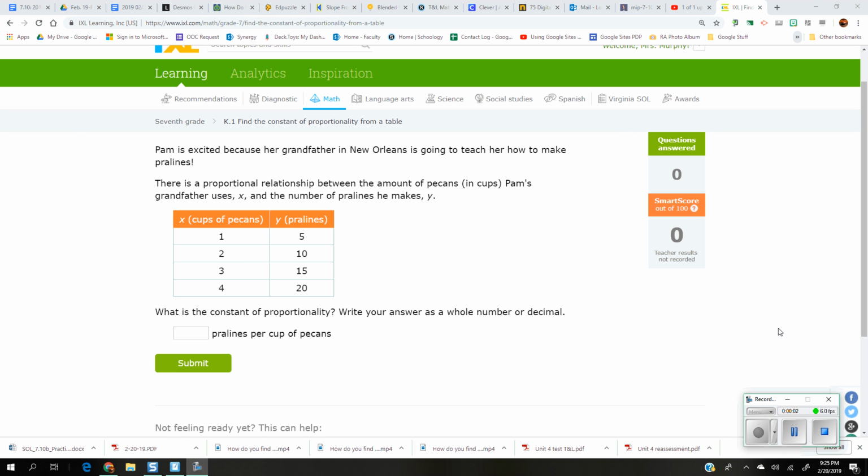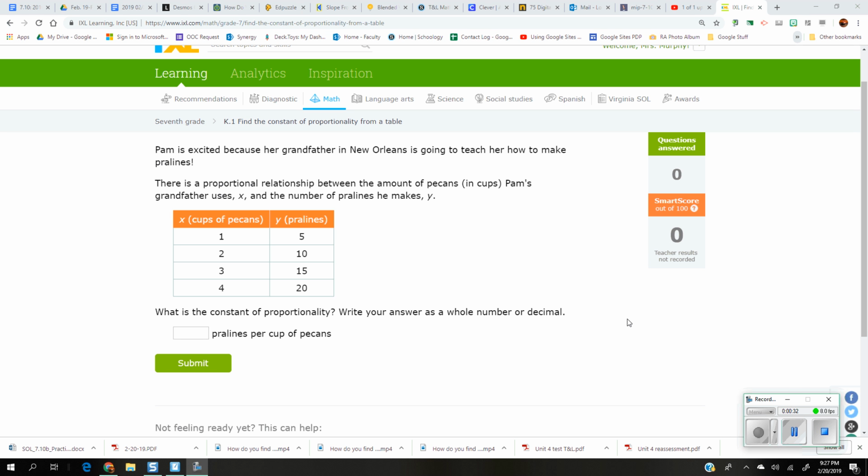All right, now that you've finished the worksheets, we're going to do some IXL. Okay, we're going to K1, where you're going to find the constant of proportionality from the table. So this is where I'm going to show you how it's all proportionate, and that's what makes it a slope, because a slope has to be a constant straight line.